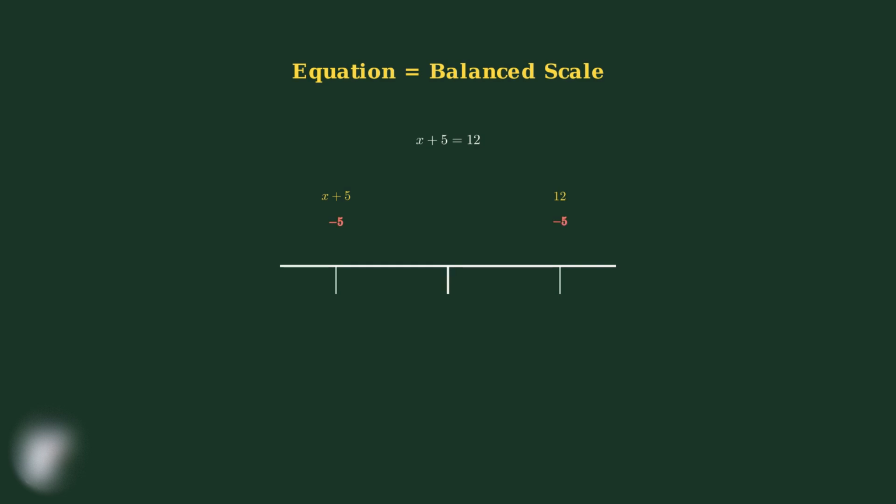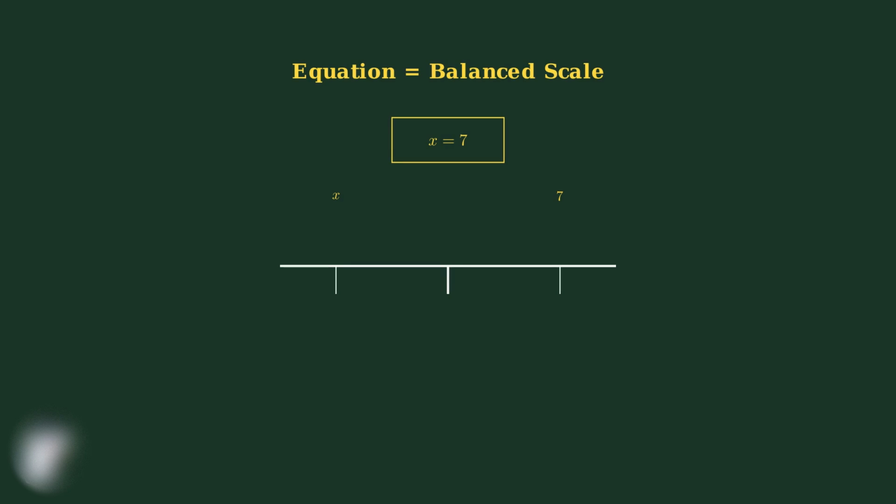To isolate x, we need to remove the 5 that's being added to it. We do this by subtracting 5 from both sides. Watch what happens. Excellent. Now x is isolated. We've successfully used inverse operations to solve the equation while keeping it balanced.